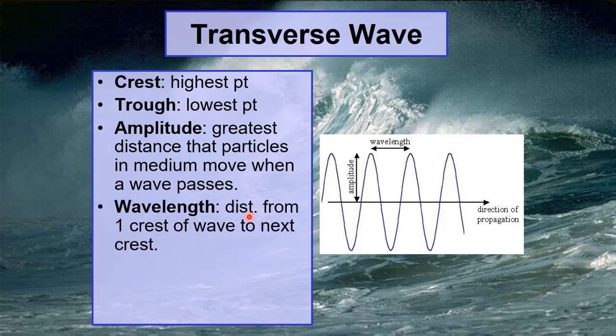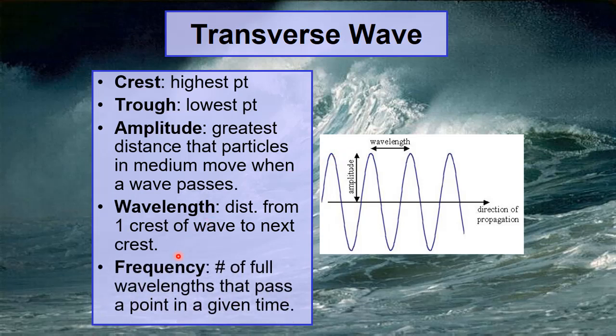What is wavelength? Distance from one crest of the wave to the next, from one crest to the other crest. The distance between these two consecutive crests is called wavelength and it is denoted by lambda. What is frequency? The number of full wavelengths that pass a point in a given time. In a given time, the number of full wavelengths that pass through is called frequency.